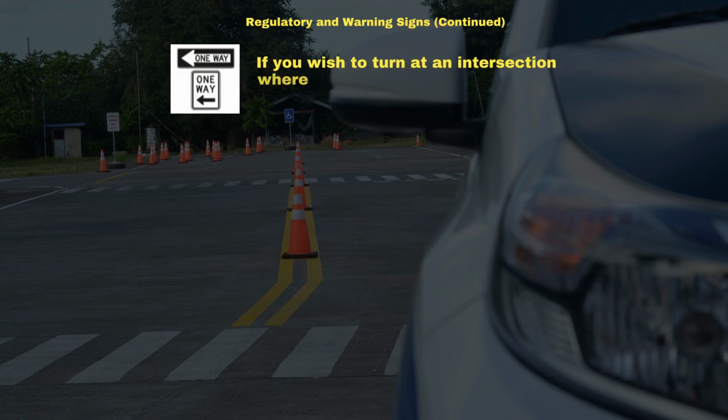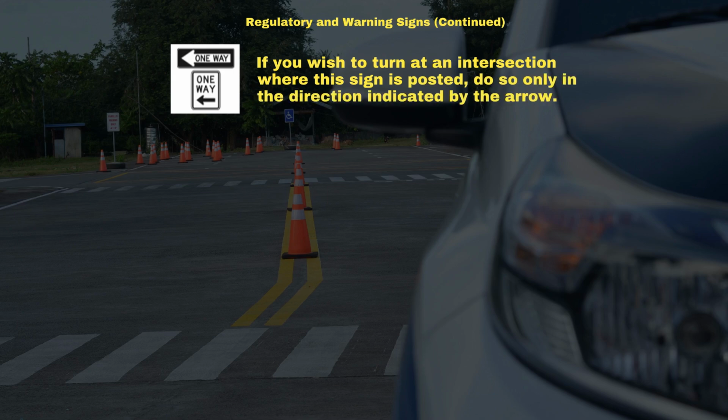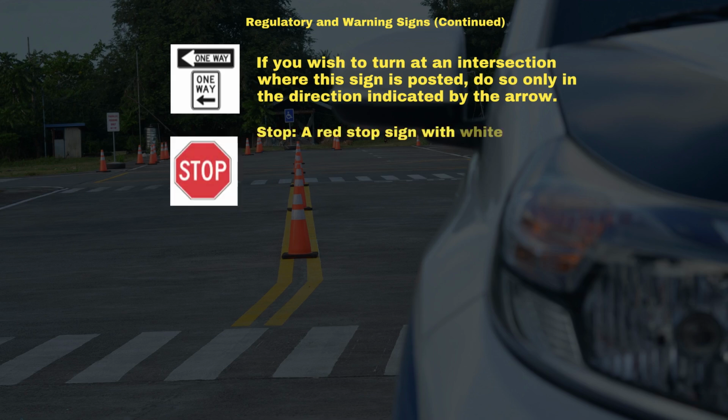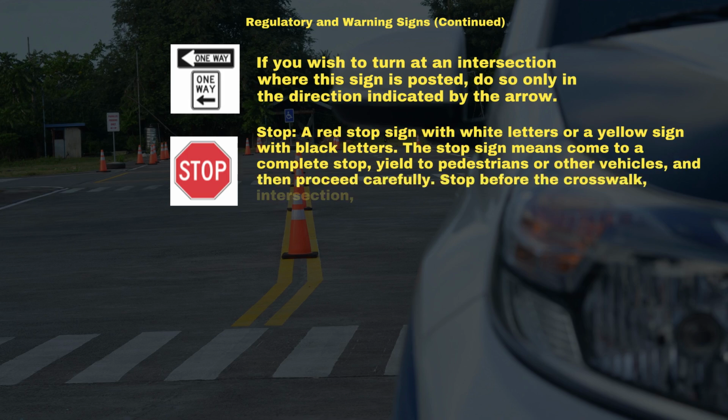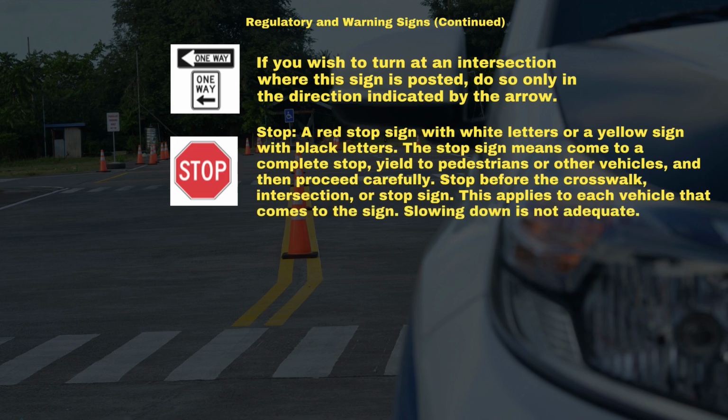If you wish to turn at an intersection where this sign is posted, do so only in the direction indicated by the arrow. Stop. A red stop sign with white letters or a yellow sign with black letters. The stop sign means come to a complete stop, yield to pedestrians or other vehicles, and then proceed carefully. Stop before the crosswalk, intersection, or stop sign. This applies to each vehicle that comes to the sign. Slowing down is not adequate.